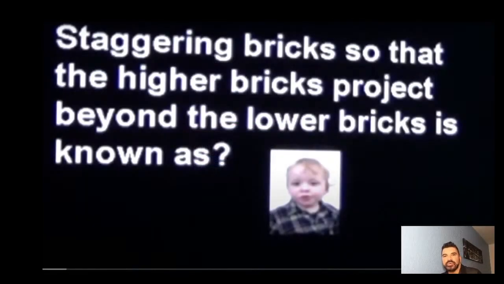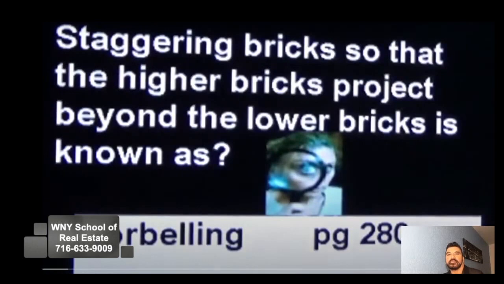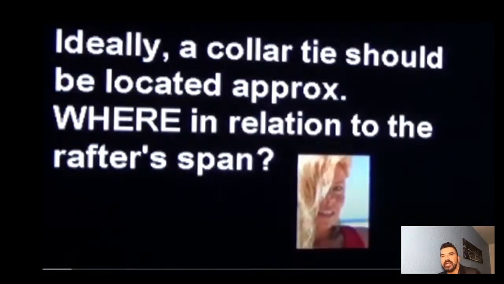So here's one you need to know. Staggering bricks so that the higher bricks project beyond the lower bricks is known as what? The answer starts with a C. So corbelling can be found on page 280 in your book. The answer is corbelling.